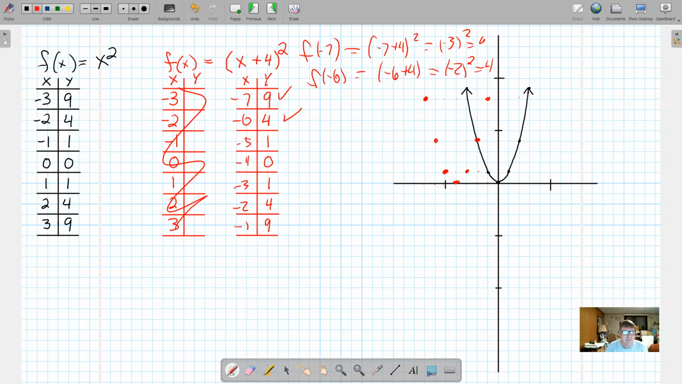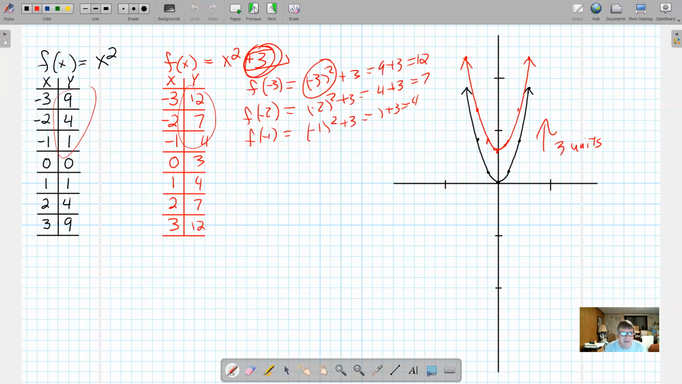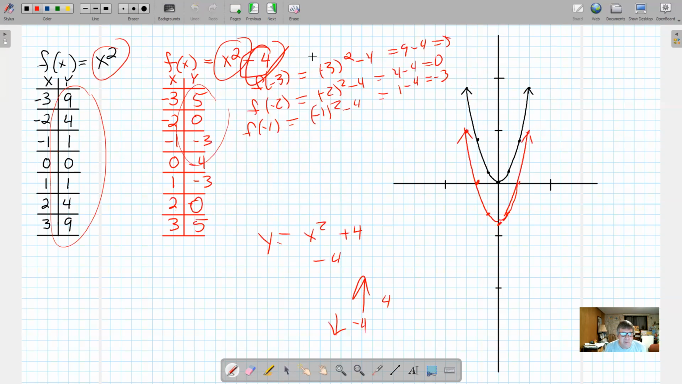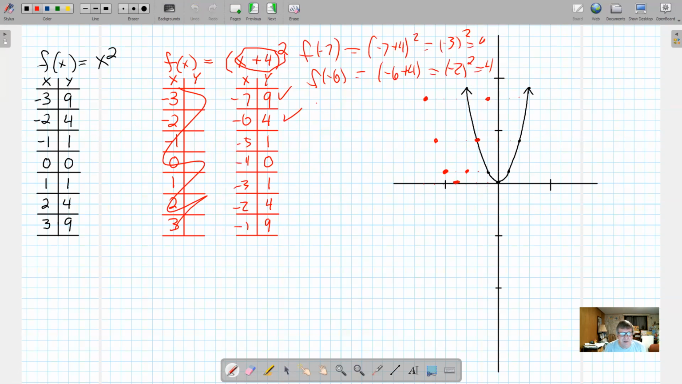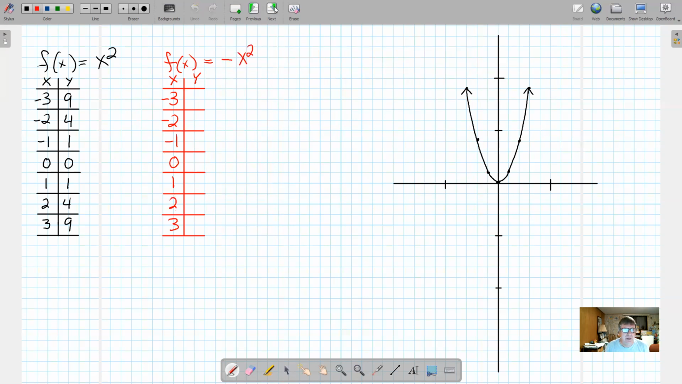So inside, it moves it the inverse. Outside, it moves it the obvious. Let's go back here again. A plus 3 outside moved it up 3. A minus 4 outside moved it down 4. A minus 2 inside moved it plus 2 to the right. And a plus 4 inside moved it minus 4 to the left. All righty. Now, let's see what else we've got here.